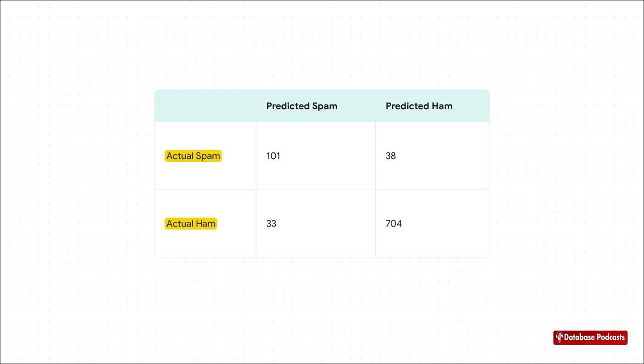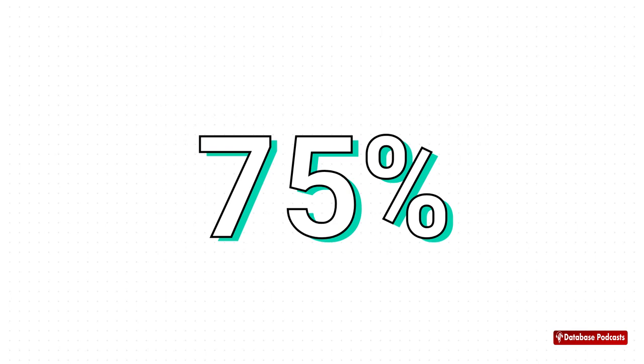And here are the results, laid out in what's called a confusion matrix. Let's walk through this. Up in the top left, we've got 101 true positives. These are real spam emails that our filter correctly flagged. Awesome. Bottom right, 704 true negatives. These are good emails that we correctly let through. Also awesome. But we also made some mistakes. We have 38 false negatives, that's spam that we missed, and 33 false positives. Those are legitimate emails we accidentally called spam. Oops.